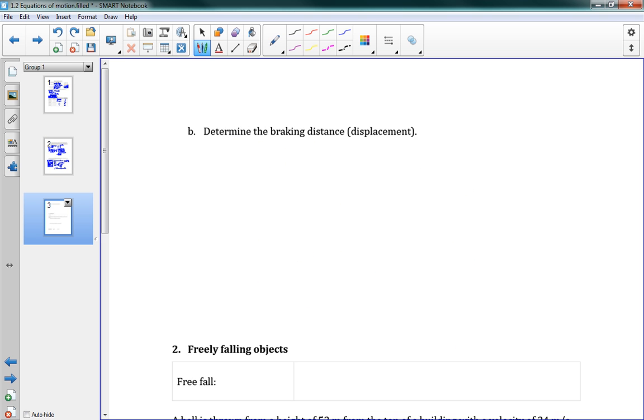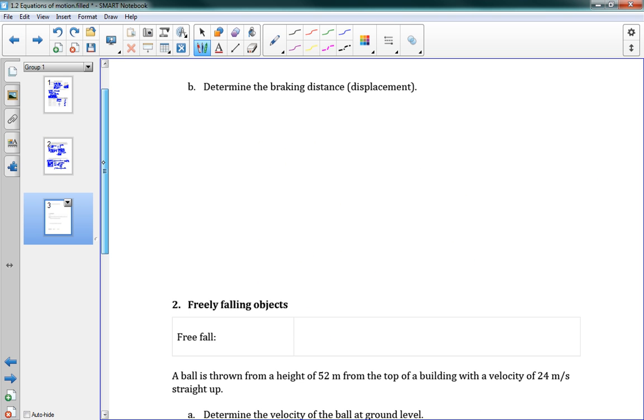All right, we're on to the last page here. Now we want the braking distance. Braking distance is also going to be our displacement. So how far do we move while we're braking? And we can use the same method here. We're given the same pieces of information as on the previous page. I'll just write those out again here.